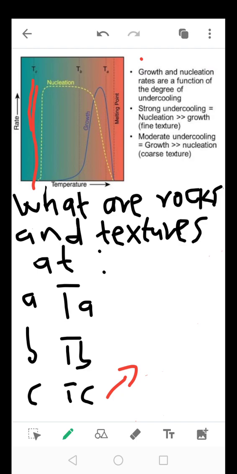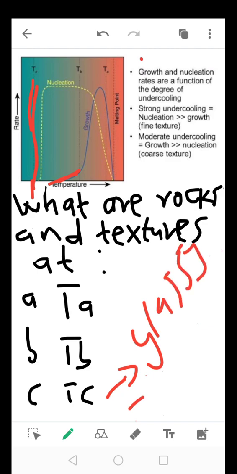Like I said, the crystals at TC had no time to crystallize. Looking at the red line that I've just drawn, there is no intersection of the nucleation. And look at even the growth curve, it is far away from being intersected by TC, which is why now we can talk of a glassy texture. And then, like we mentioned before, the rock will be obsidian.